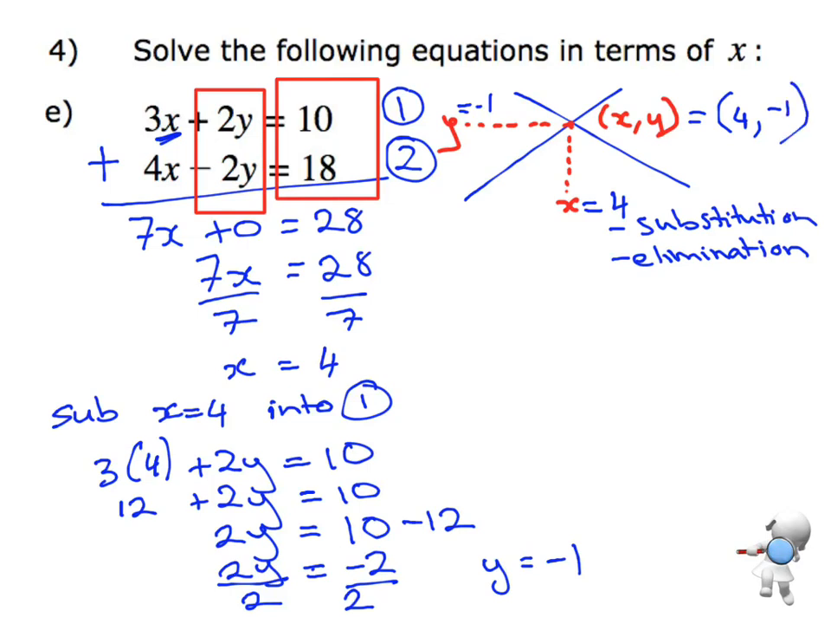That is now my coordinate point. Now I need you to write that full answer out, that full coordinate, the x and the y term, to get your full marks for this question.